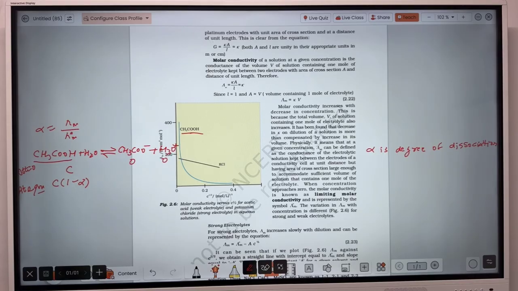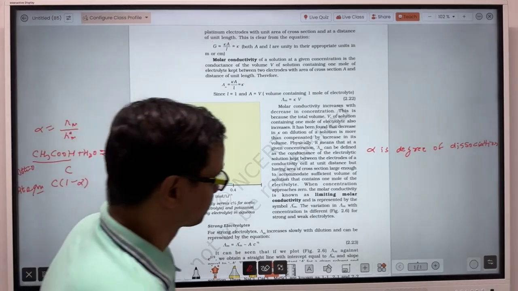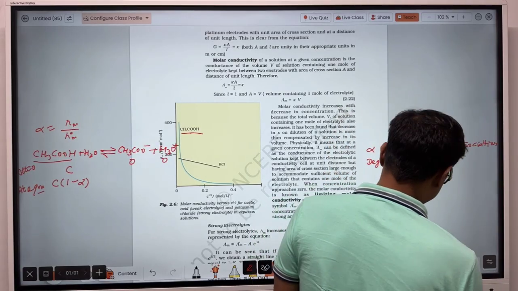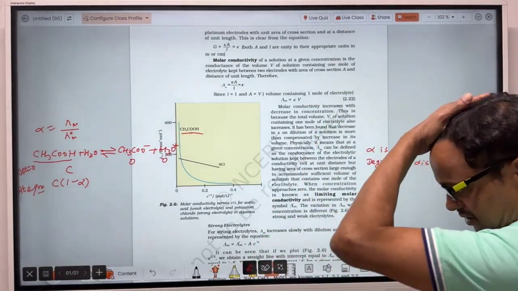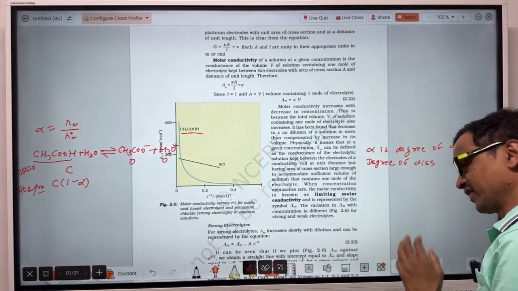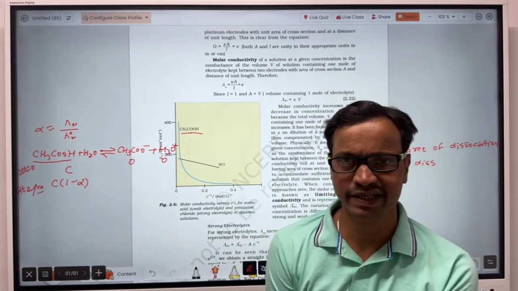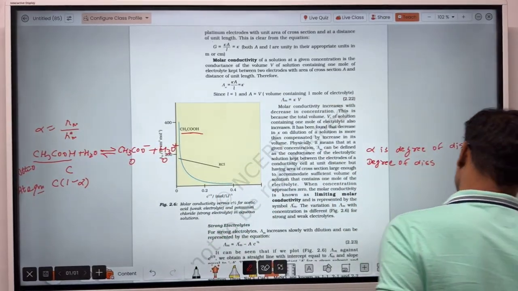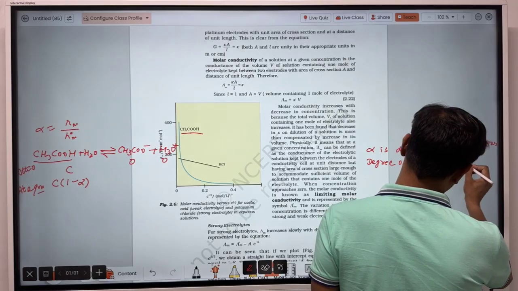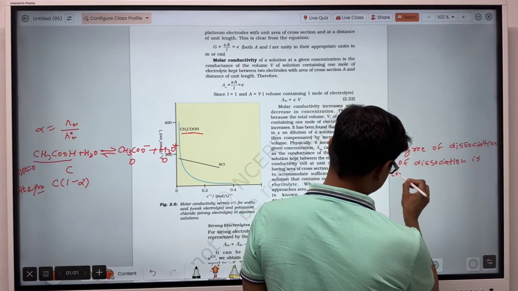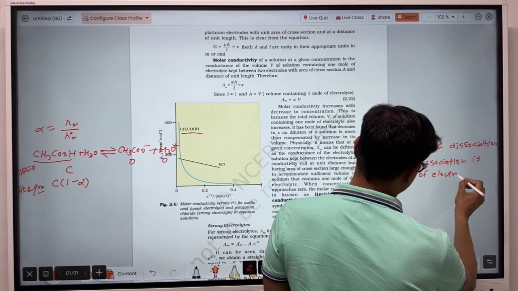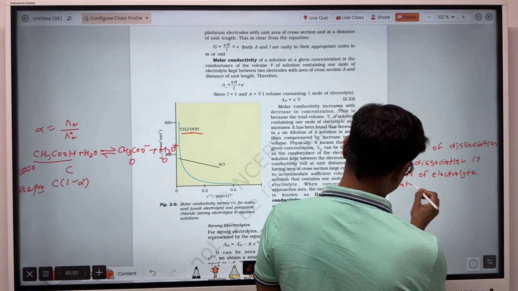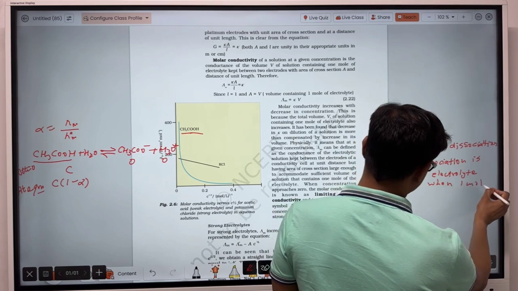Any problem? So you may also write degree of dissociation is the concentration of electrolyte dissociated when 1 molar. In the 12th board examination, this will not be asked. In JEE Main and Advanced, I am writing it here so that those who prepare for JEE Main or the NEET examination will find this concept very helpful.